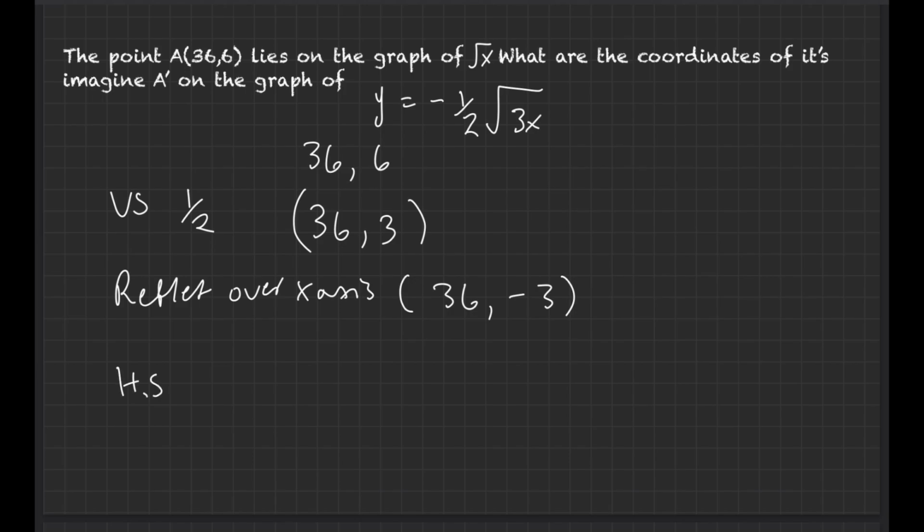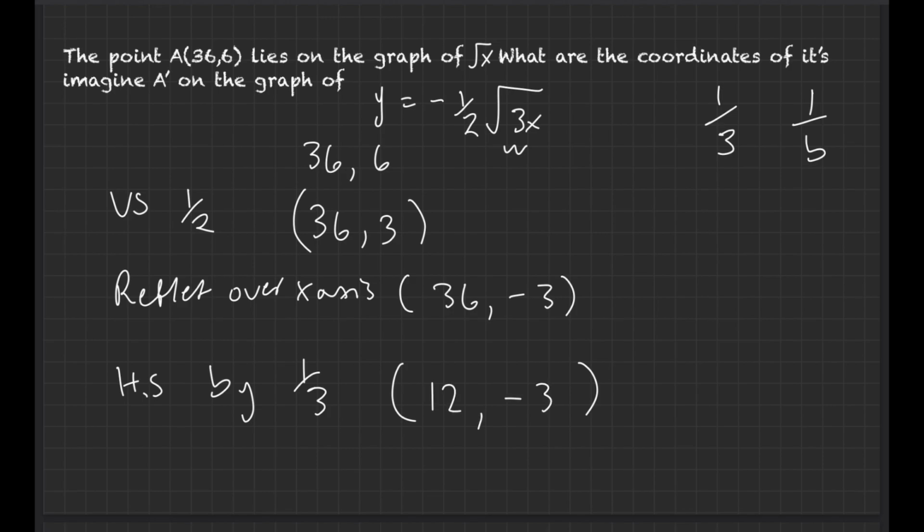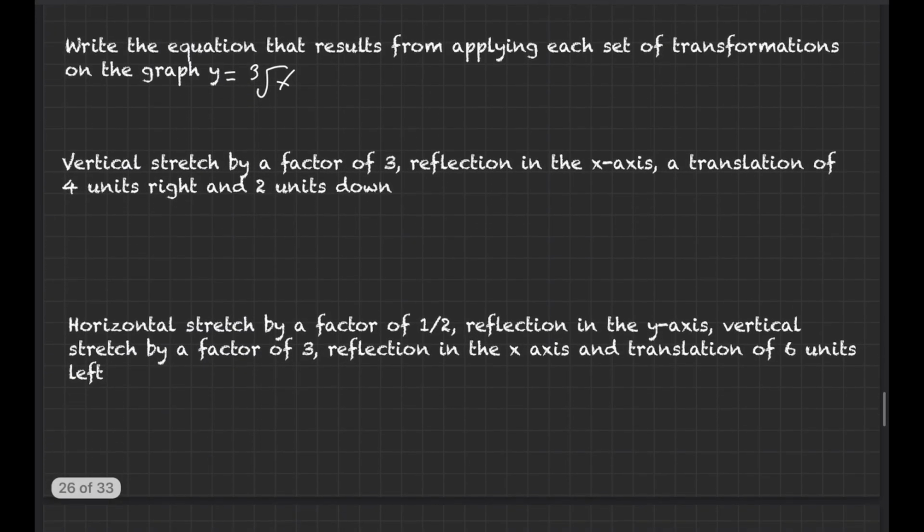Horizontal stretch by 1/3, because the b term is 3, and that's always like 1 over the b term. So we would get a horizontal compression in the x, so that's going to be (12, -3). And that's our final answer.